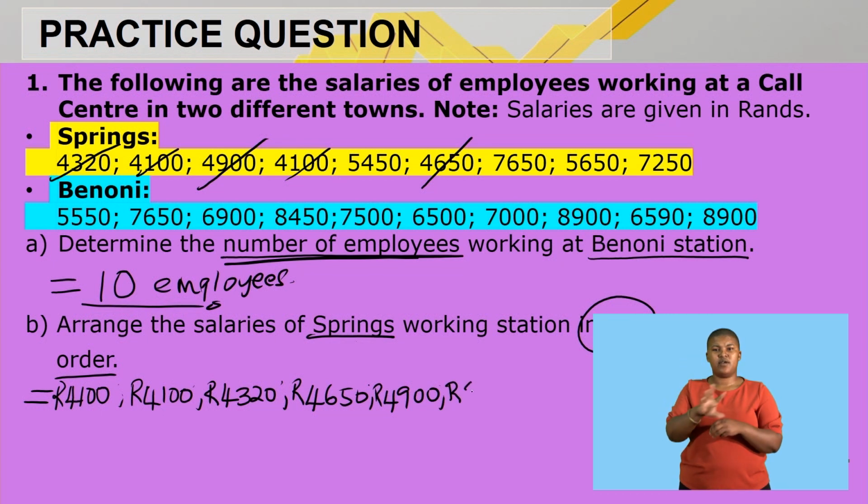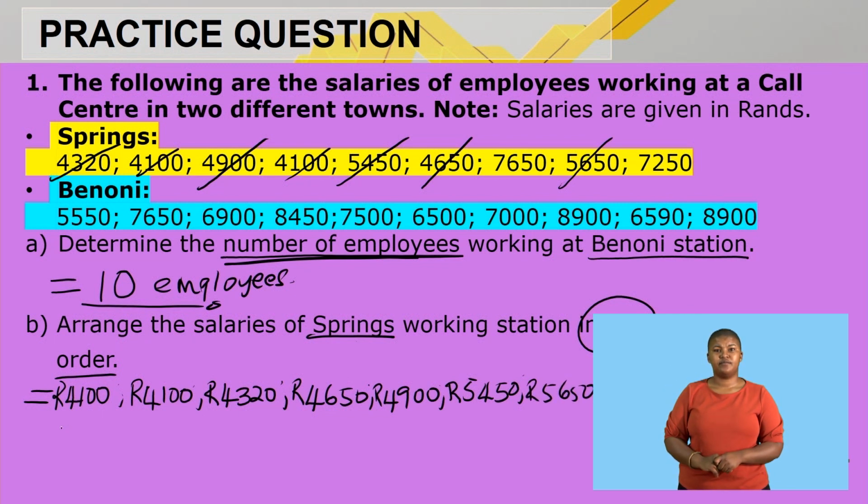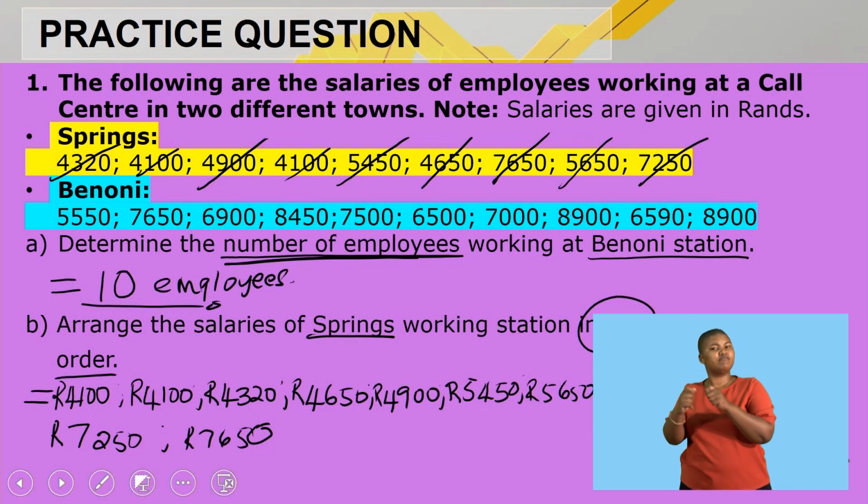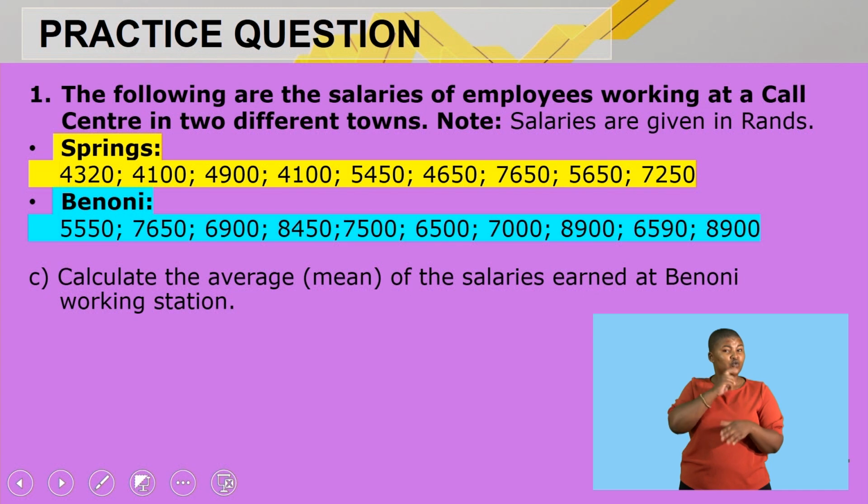We have 5,450. We cancel it out. There we have 5,650, followed by 7,250, and lastly we have 7,650. So this is how we arrange in ascending order. Now you should be able to work with much bigger numbers than these ones.